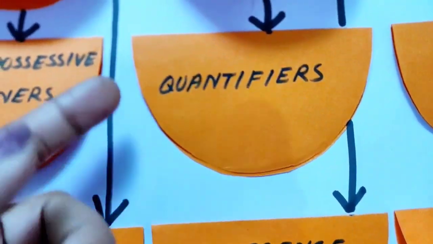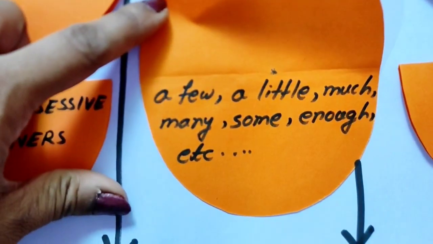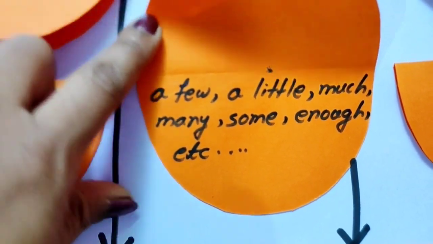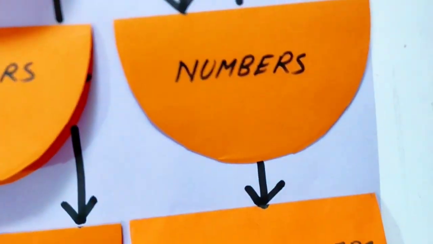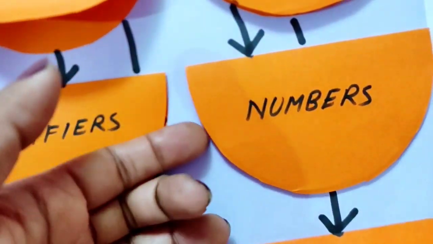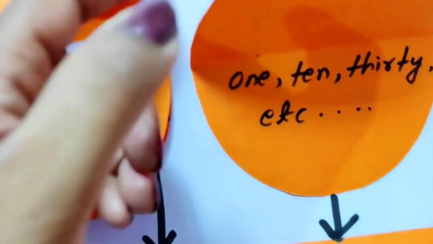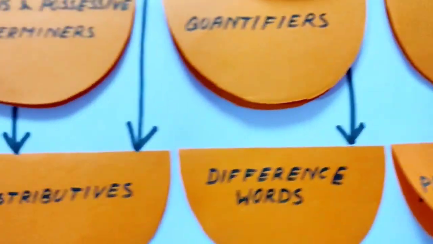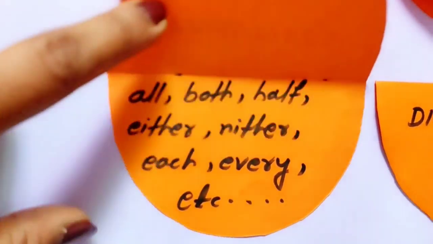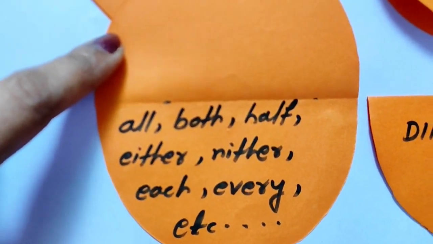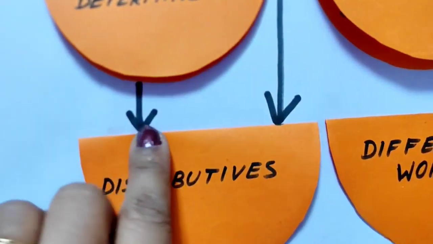Then quantifiers. For example, a few, a little, much, many, some, enough, etc. Then numbers. For example, 1, 10, 30, etc. Then distributives. For example, all, both, half, either, neither, each, every, etc.